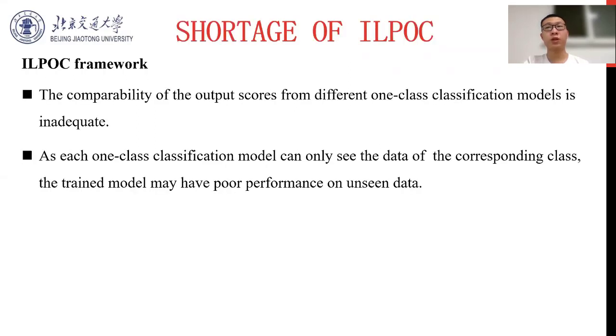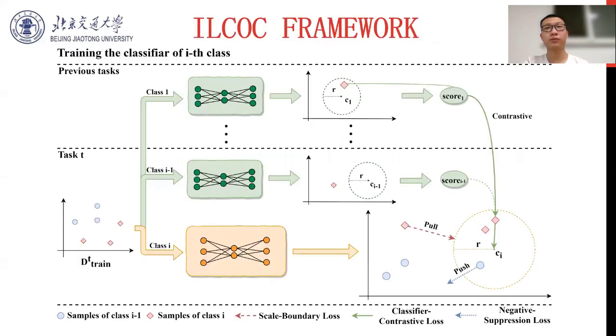The ILPOC framework has 2 major limitations. The first one is that the comparability of different classifiers is inadequate. The second one is that the trained model may have poor performance on unseen data. The ILCOC framework can mitigate the above 2 problems. As demonstrated in this picture, we further design a scale boundary loss, a classifier contrastive loss, and a negative suppression loss.